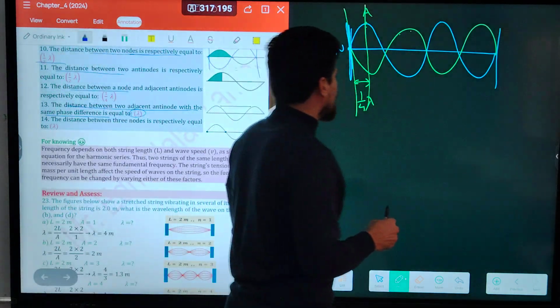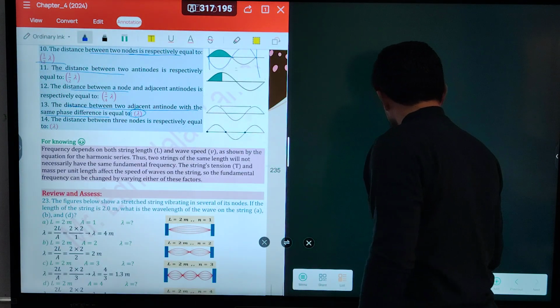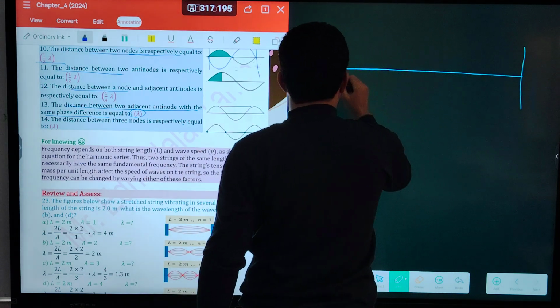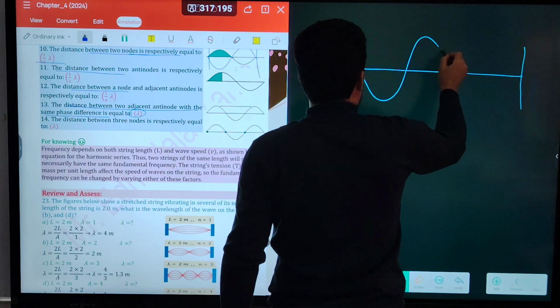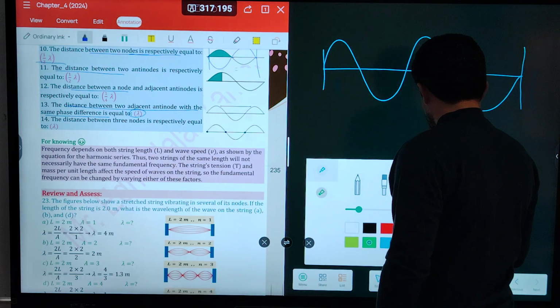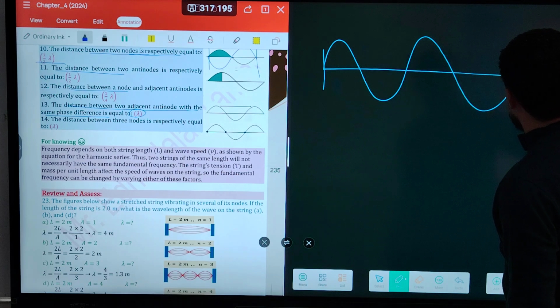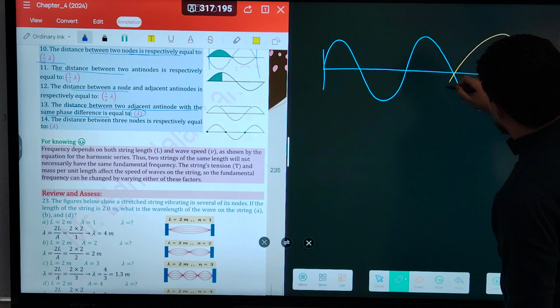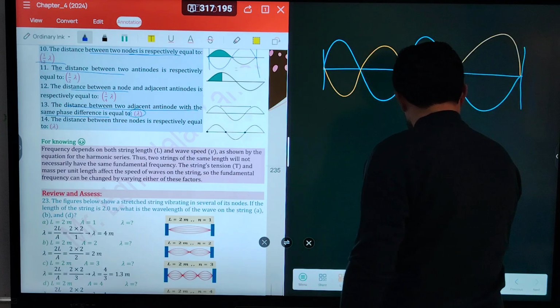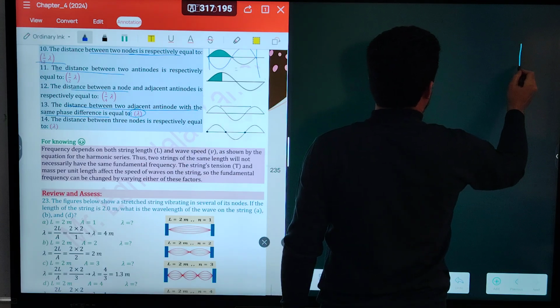What is the same phase difference? Look at this figure. This is the incident pulse or incident wave. And because this end is fixed, this wave will be reflected and inverted. Okay? Sorry, I have to draw a nice figure.